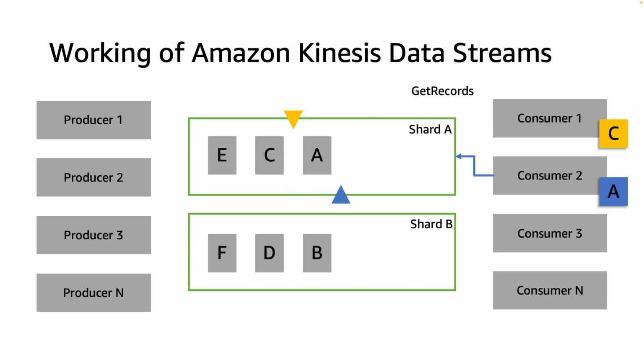And second, as you can see, consumer 1 is a slow consumer. Consumer 2 is reading really fast and consuming these messages very quickly. What that tells you is that you can have a different shard iterator that allows you to consume the messages at your own pace.